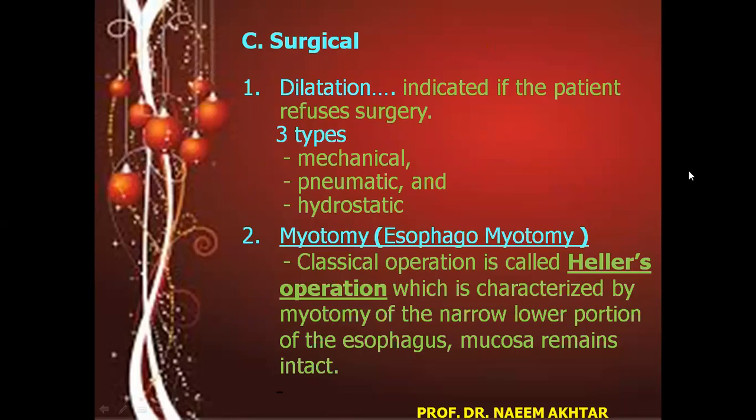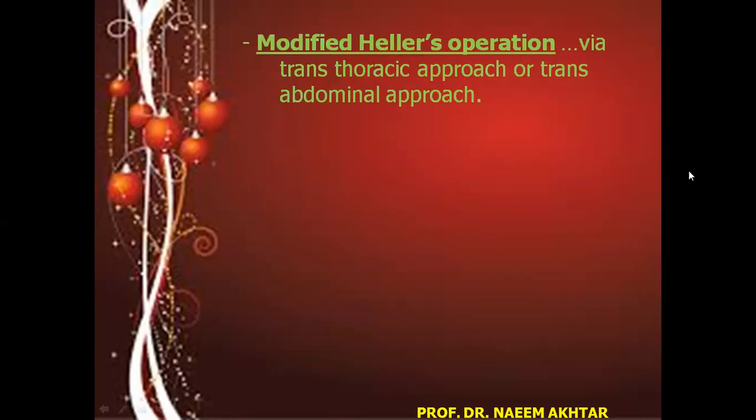In myotomy, that is the esophagomyotomy, the classical operation is called Heller's operation, which is characterized by myotomy of the narrow lower portion of the esophagus. Mucosa remains intact. Modified Heller's operation is done via the transthoracic approach or transabdominal approach. It may be done to relieve cardiac arrhythmia.